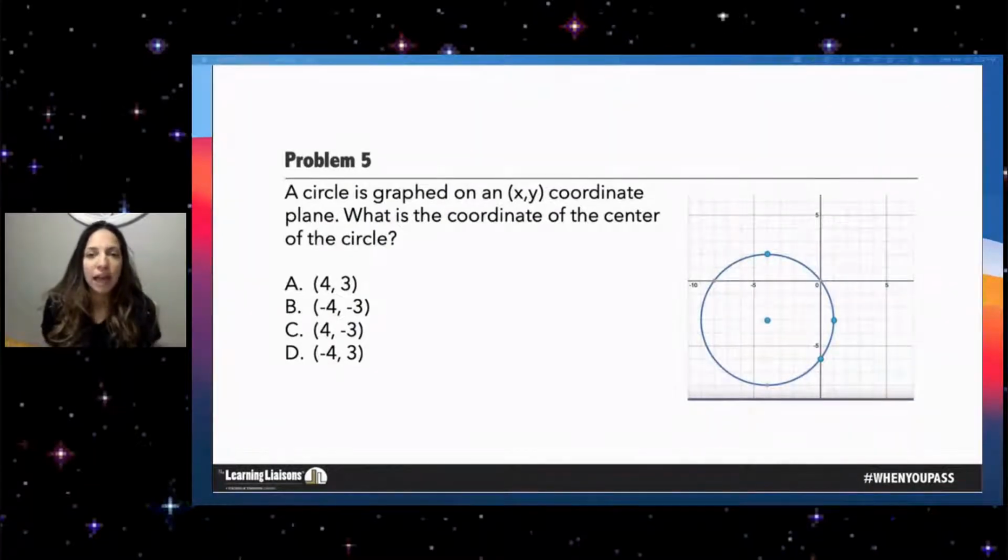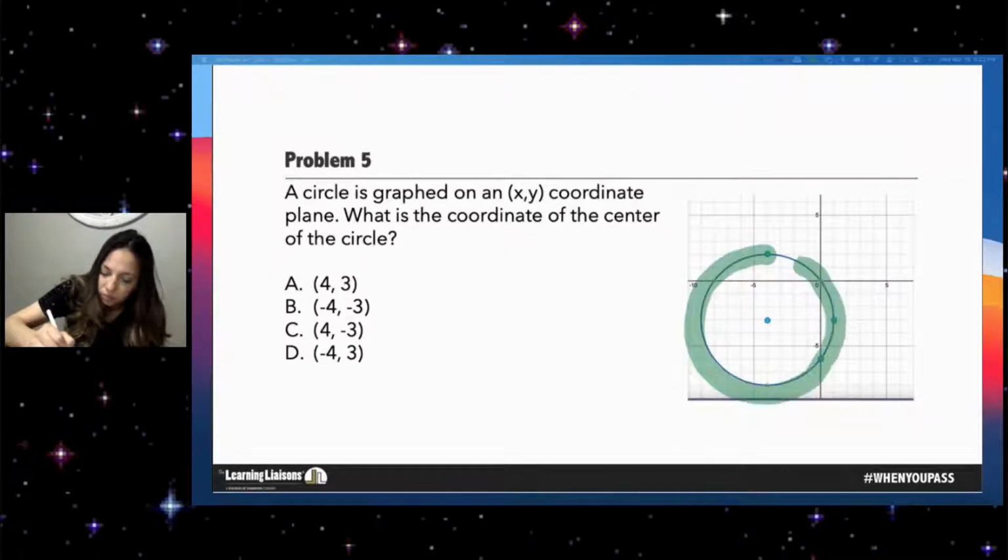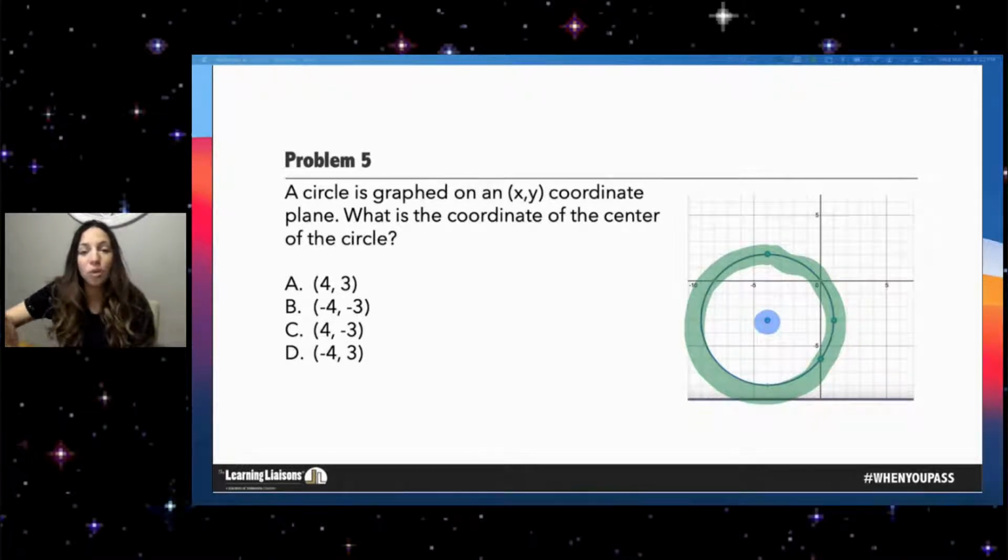A circle is graphed on an XY coordinate plane. What is the coordinate of the center of the circle? Now, if you looked at the GK or the K through 6 blueprint, you may not see circles defined on those blueprints. Praxis definitely has circles defined, but you will see coordinate planes defined. So just because they didn't define circles doesn't mean you don't need to know how to find a coordinate point. In this problem, we have a circle, and we have the center of the circle. All they asked us for was the coordinate point.